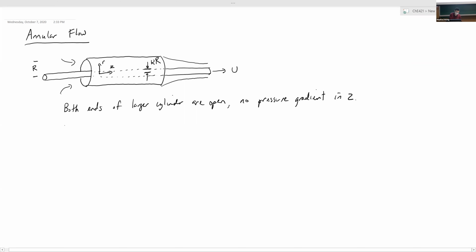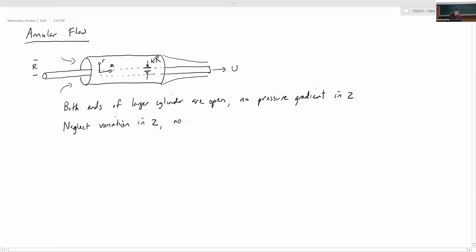And we'll also say, just for simplicity, we'll neglect variations in z. Okay. And so therefore no end effects. You can imagine that the flow profiles might look a little different for the fluid entering over here and the fluid leaving over here. We'll say that the length of this whole apparatus in the z dimension is large enough that those things don't really matter. So no end effects, and then we'll assume steady state as well, or steady flow.